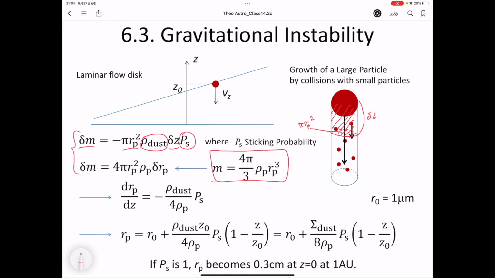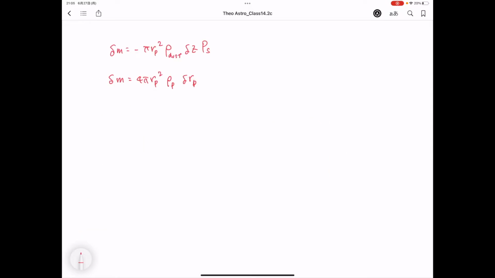So we could use these two equations, and these two quantities are equal for delta m. Then pi is going to be cancelled out, and r sub p squared is cancelled out. You could find 4 rho sub p delta r sub p equals negative rho sub dust p sub s delta z. So from this equation, dr sub p over dz can be calculated: minus rho sub dust over 4 rho sub p times the sticking probability p sub s.